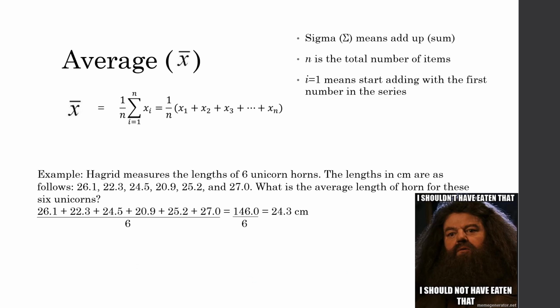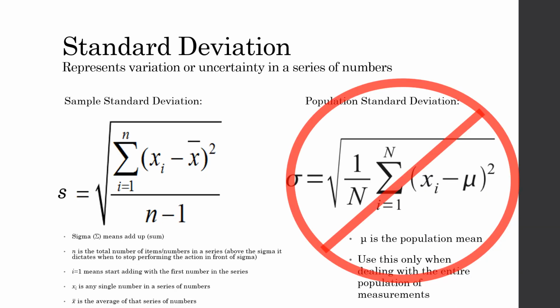Moving on. So this takes us to standard deviation. Standard deviation is going to represent variation or uncertainty in a series of numbers. Now, in this class, you should only be using sample standard deviation. Population standard deviation is for your biology classes, okay?